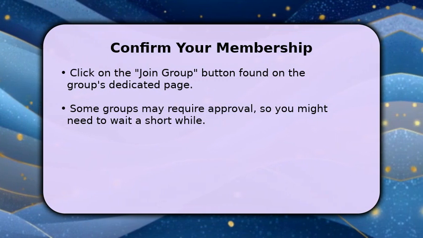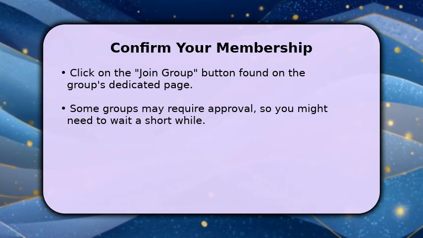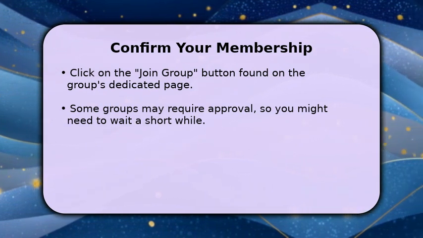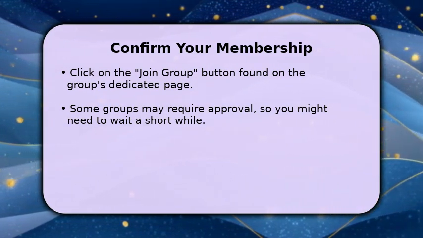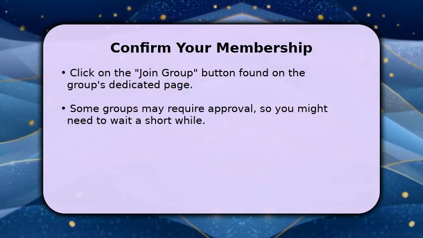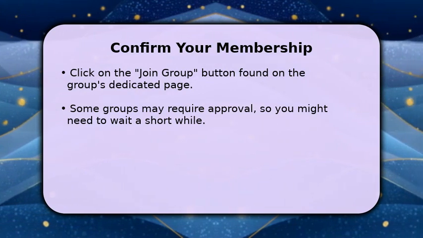Here, simply click the prominent Join Group button, usually located near the group's name. For public groups, you'll often join instantly. However, some private groups may require an administrator's approval, so you might need to wait a few moments for your request to be accepted.